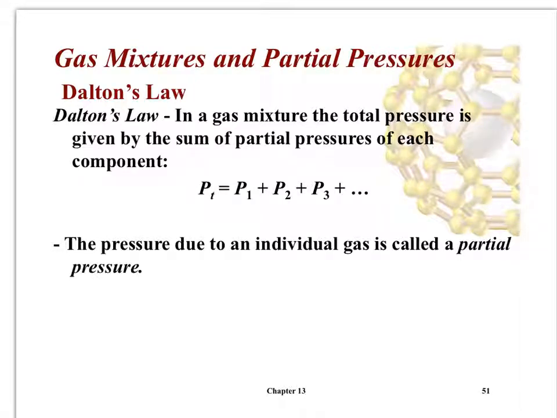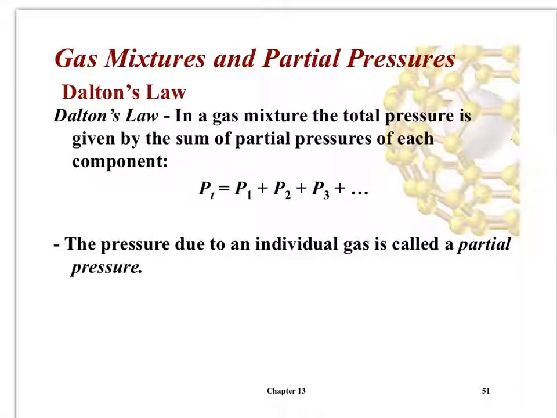Hi everybody, we're going to be talking about two more gas laws, Dalton's law and Graham's law. We're going to start with Dalton's law. Dalton studied gas mixtures. An example of that is air. Air is made up of mostly nitrogen. It has oxygen. It has some carbon dioxide, some water vapor, some argon, and other things.